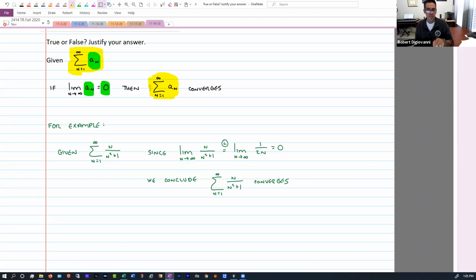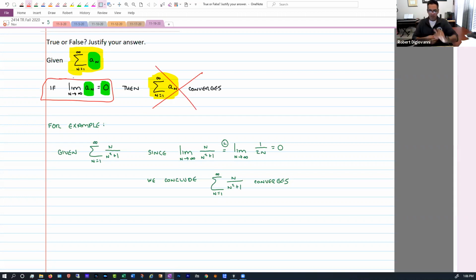This is the nth term test. Just because the sequence goes to 0 doesn't mean you can tell me anything about the series. So this is false. If this happens, then we don't know anything. It may converge, it may diverge, all right?